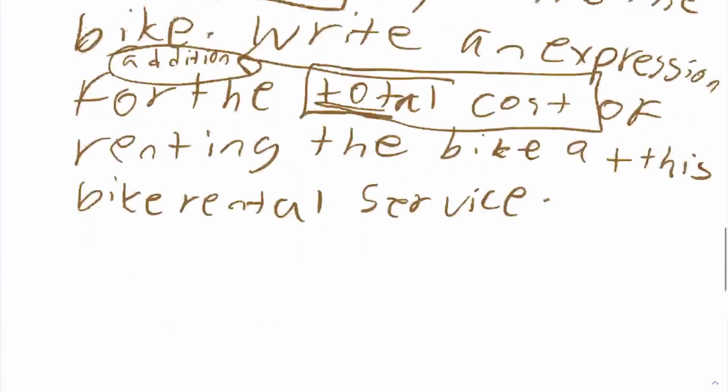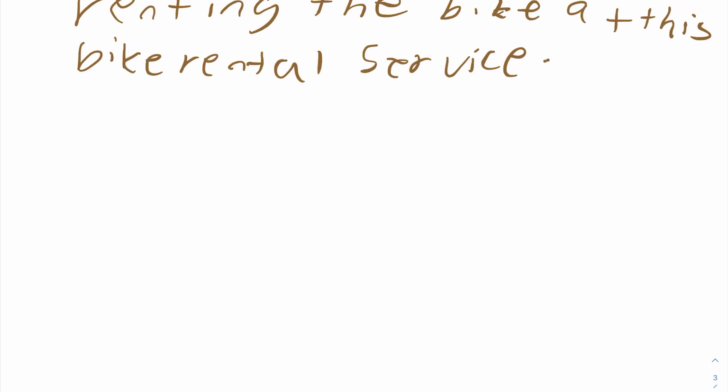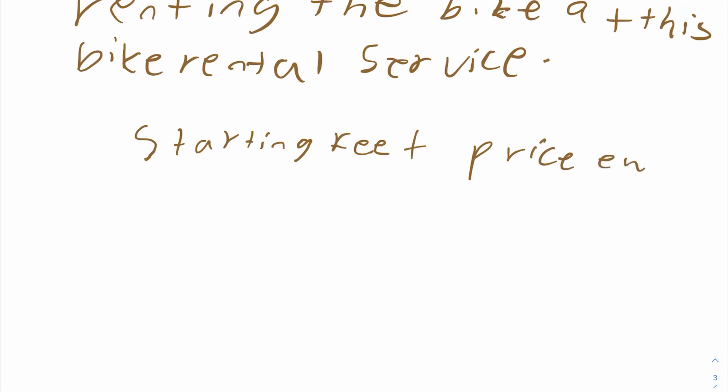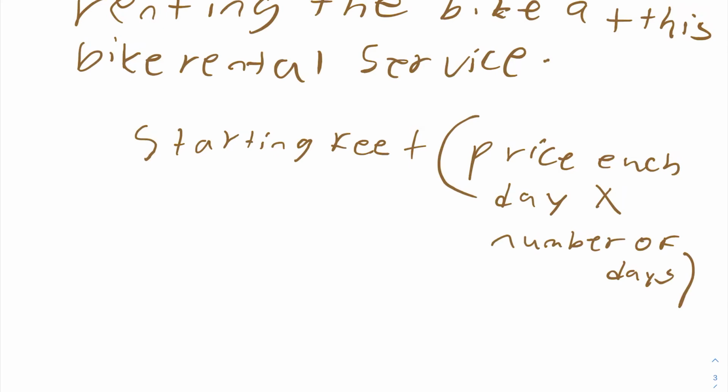To do this as a verbal model, this is what we're going to have to do. We have the starting fee, right? And then we're going to be adding the price each day multiplied by the number of days. Okay? And I'm going to put this in parentheses because it shows us that we're not just adding the starting fee and then the price each day and the number of days. We're going to be multiplying the price each day and the number of days first to represent the additional cost that he has to pay, plus the starting fee. So it's basically just the starting fee plus this entire thing.